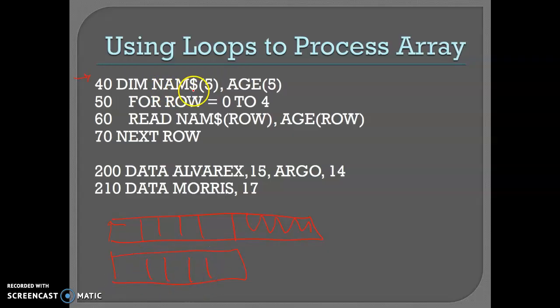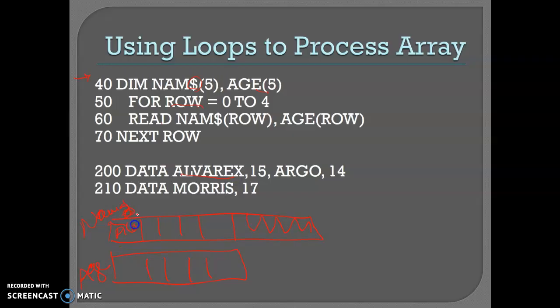And so one is going to hold characters and one is going to hold numbers. So here is name$, here is age, the array. And what's going to happen here, we set row equal to 0 to 4. The idea is that the row is going to be used for the addressing. So it's going to read into array name$ at row 0, so right here, at address 0, and it's going to assign AlvarX.